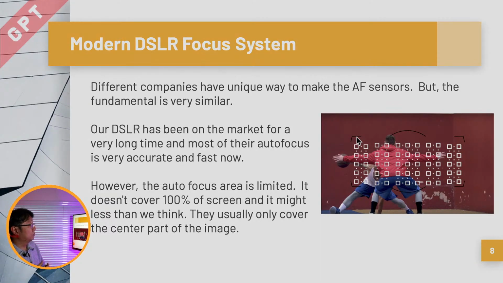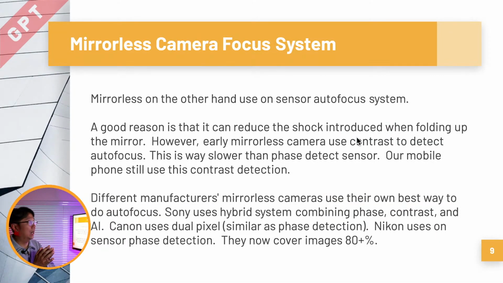So now we talk about the mirrorless camera focus system. I don't have photos here to explain to you, but basically mirrorless cameras use what we call the sensor autofocus system. As it says here, the good reason is that it can reduce the shock introduced when folding up the mirror, and it can also reduce the problem that the actual focus sensor might not be aligned perfectly with the actual sensor itself.